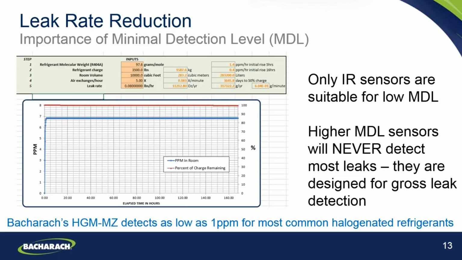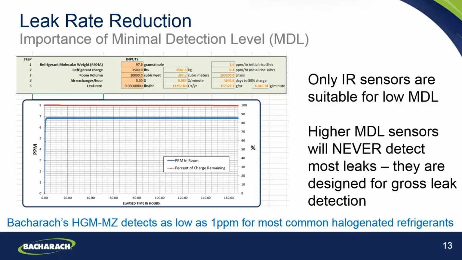Now, bearing in mind the sensor comparison that we've just looked at, what this highlights is that only infrared sensors are suitable for measuring at these levels, and therefore only infrared sensors are suitable for applications where the primary goal is to reduce the leak rate. Any sensors with a higher MDL will never detect leaks of this sort of level. They're really designed for gross leak detection in safety applications.